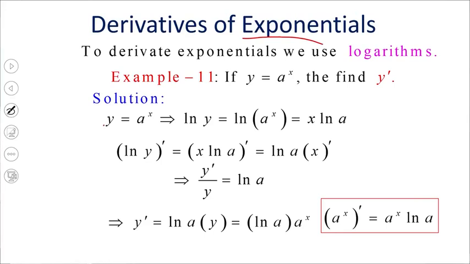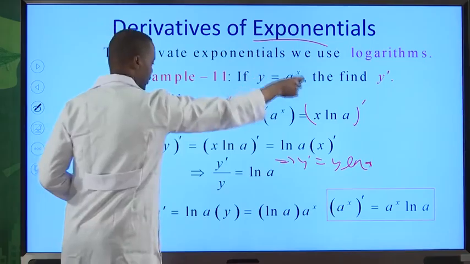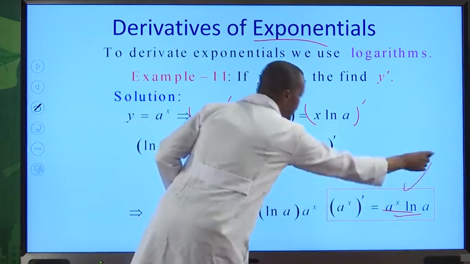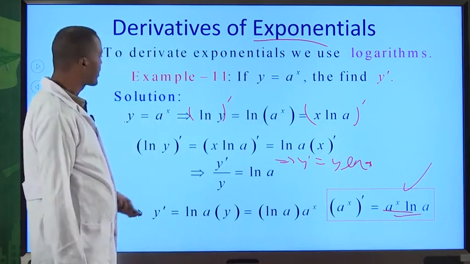This is y is equal to a to the power of x. I will take the natural logarithm of both sides. Then ln y is equal to ln of a to the power of x, which is x ln a. And then I will take the derivative of this side and the derivative of that side. The derivative of ln of y is equal to the derivative of this one, which is ln a times the derivative of x, which is simply ln a. The derivative of ln of y is y derivative over y. So y derivative is simply y ln a, but my y is a to the power of x, so it is a to the power of x ln a. That is the way we take the derivative of exponential functions.